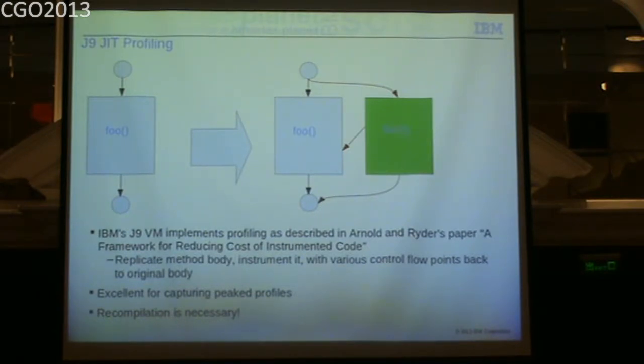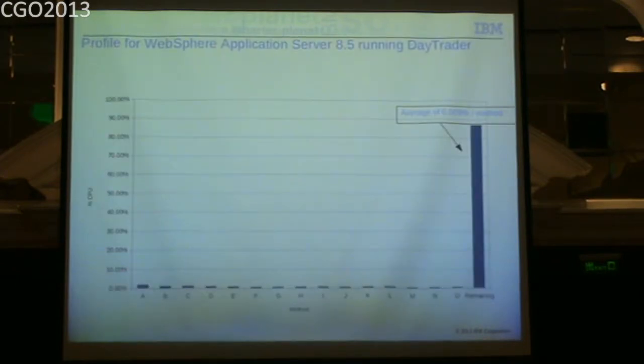So now I'm going to show you a different profile. This is WebSphere application server running DayTrader. DayTrader is a benchmark application that simulates a stock trading system, and it's perhaps a lot closer to what some of our customers run. As you can see, this profile is radically different than the previous profile. The top 15 methods here only take 13% of the time, and the remaining 9,800 methods take 87% of the time, for an average of 0.009% per method.